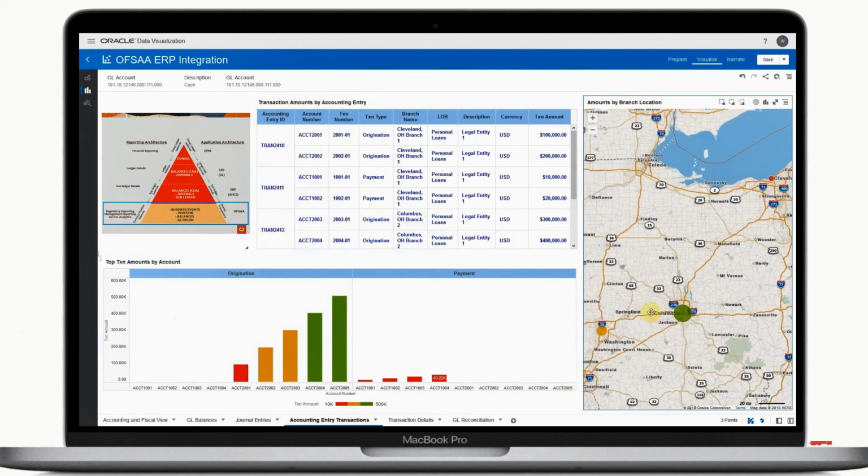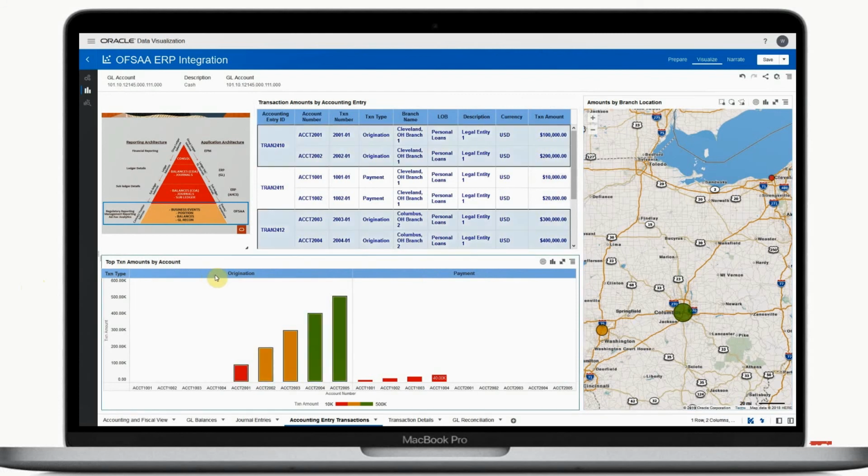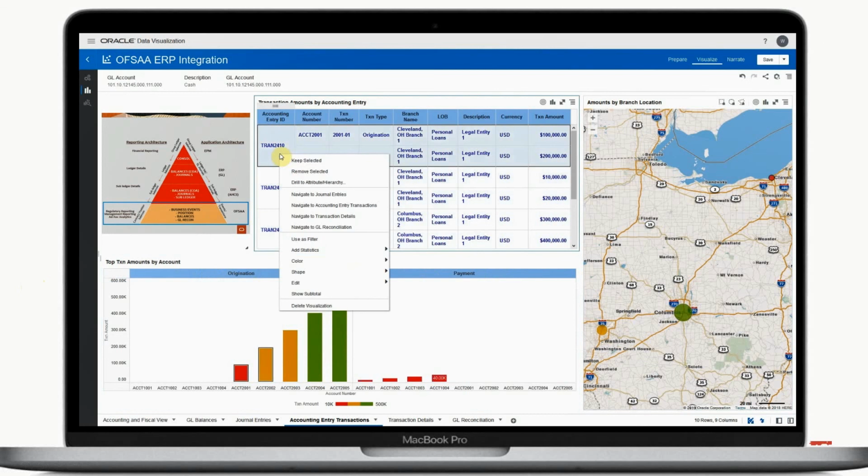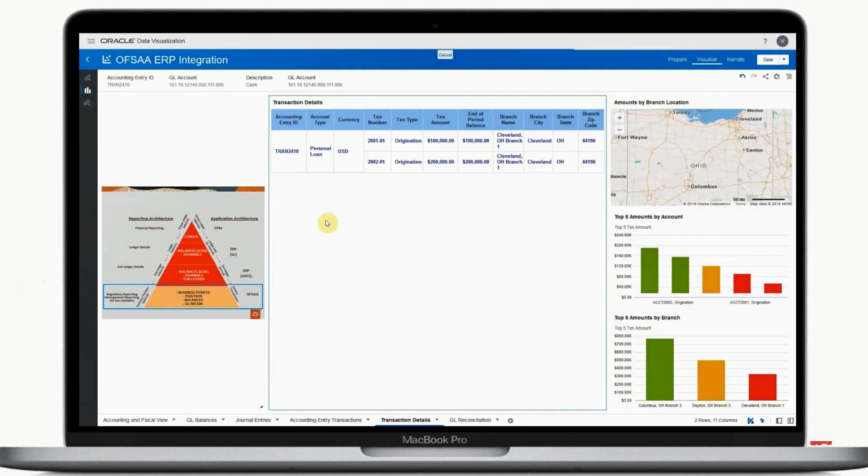Let's move now into the most granular detail level you have available in analyzing the entry transactions. So you will see the accounting entry ID and still a more robust level of enrichment from a dimensional perspective where you will be able to analyze your branch amounts by line of business and as well by transaction type, such as in this specific case, we have origination and payments by each account number.